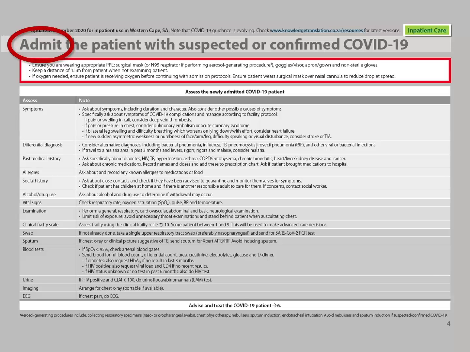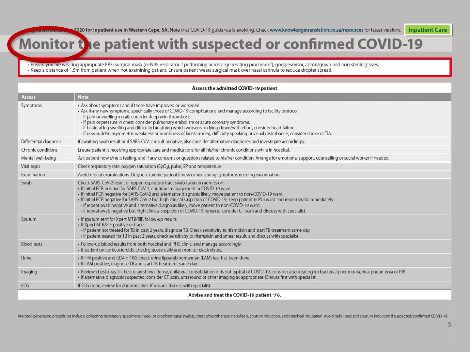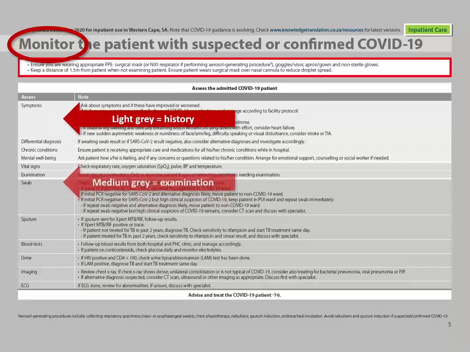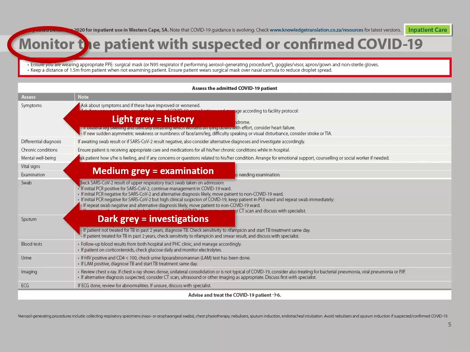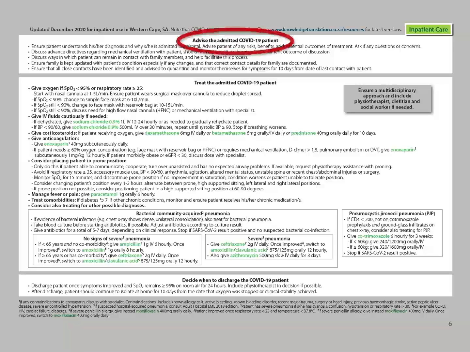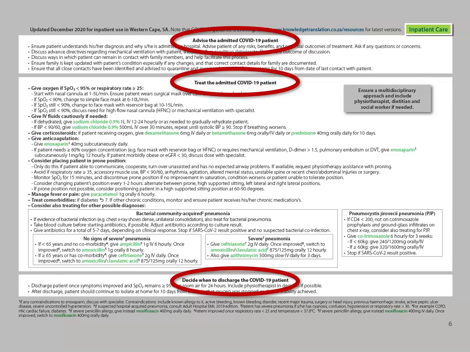Pages 4 to 6 provide guidance on the general management of patients admitted with COVID-19 and follow the assess, advise, treat format. Page 4 should only be used when admitting the patient, while page 5 should be used for ongoing daily monitoring of a COVID-19 patient in the ward. The 3 shades of grey used in the assess table indicate history, examination, and investigations. Page 6 covers what advice and treatment to give and when to consider discharging the patient.